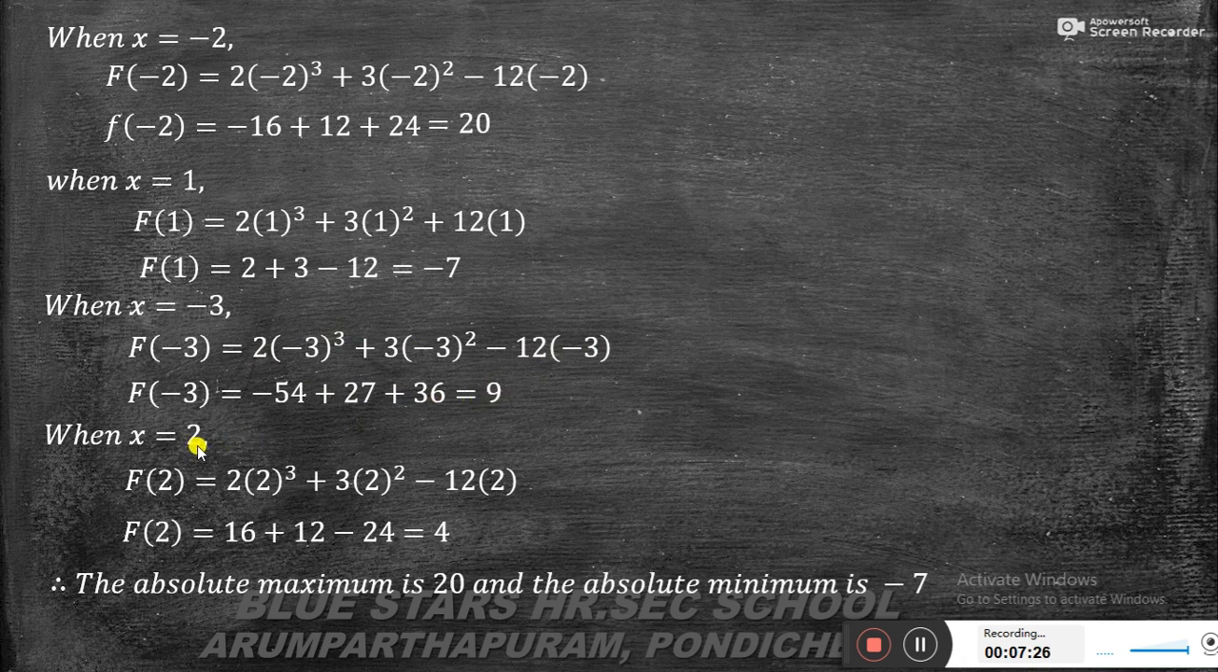Next, x equal to 2. So I substitute x equal to 2 in the given function. Small f of 2 equal to 2 into 2 power 3 plus 3 into 2 square minus 12 into 2. Therefore f of 2 equal to 16 plus 12 minus 24 equal to 4. So you see we found the 4 values: 20, minus 7, 9 and 4. Among these 4 values, the biggest value is 20. So 20 I take as absolute maximum, and the lowest value is minus 7. So I write minus 7 is absolute minimum. Therefore absolute maximum is 20, absolute minimum is minus 7.